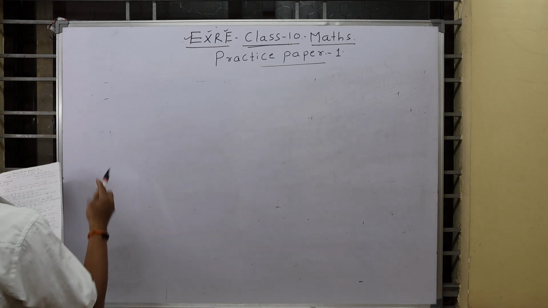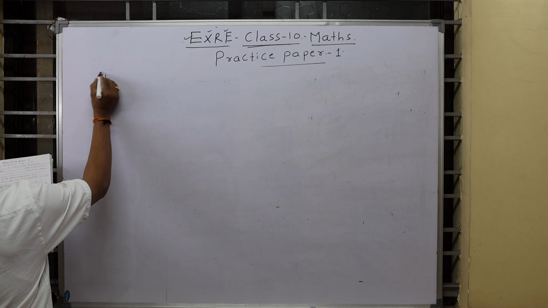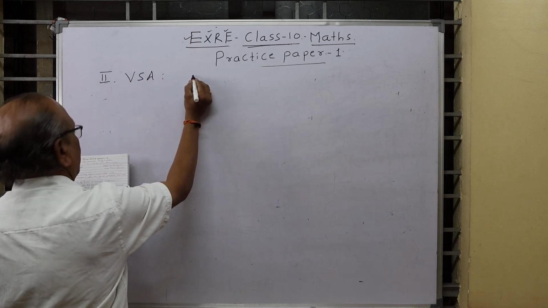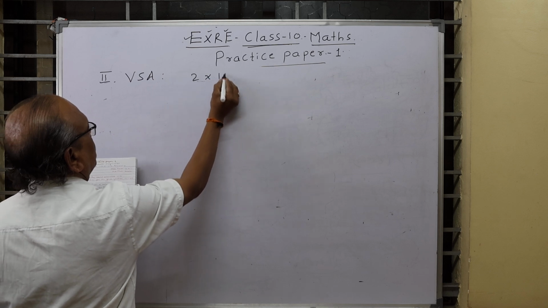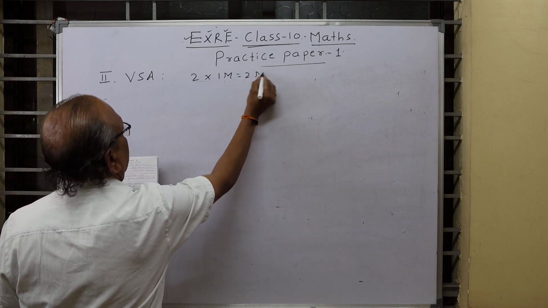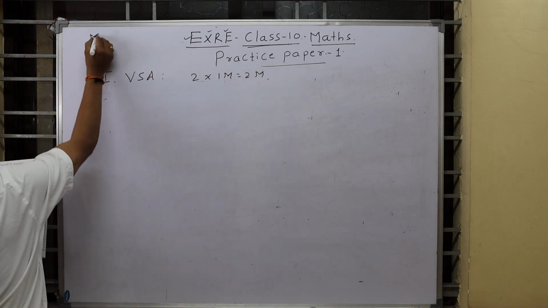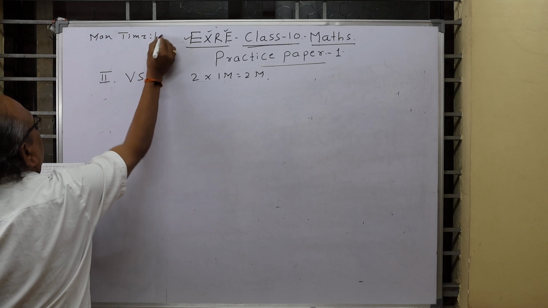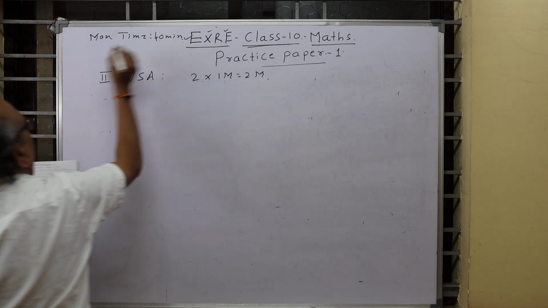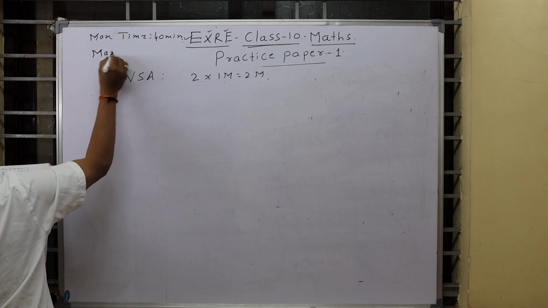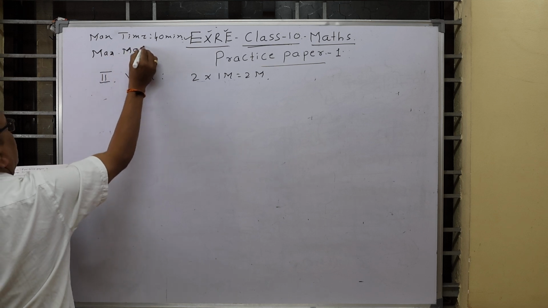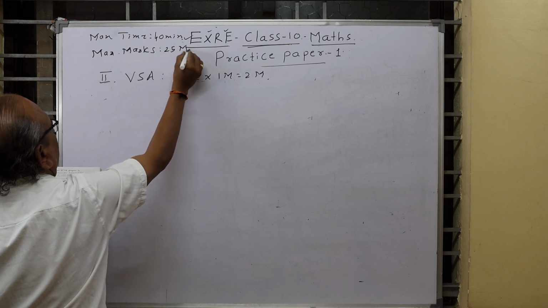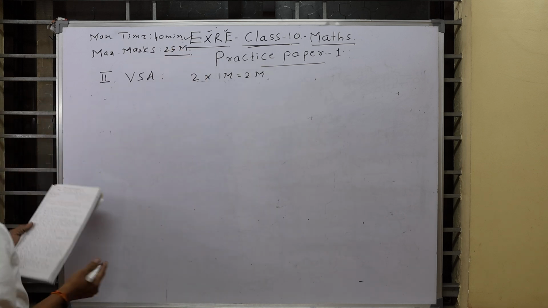I have 2 questions in this second main. Answer the following. We call them very short answer questions. You have to answer 2 questions in my paper of 1 mark each, that is 2 marks. For this paper, maximum time will be 40 minutes. Remember, you have to answer it in 40 minutes, and the maximum marks of this test paper is 25. Therefore, concentrate on time management.